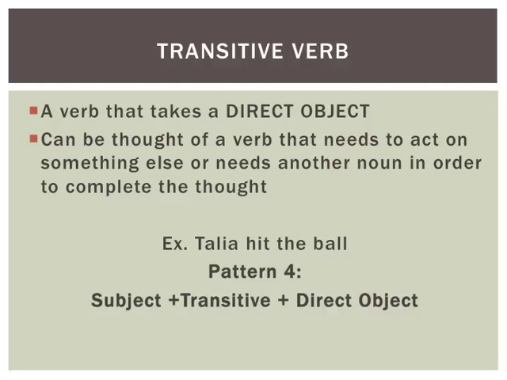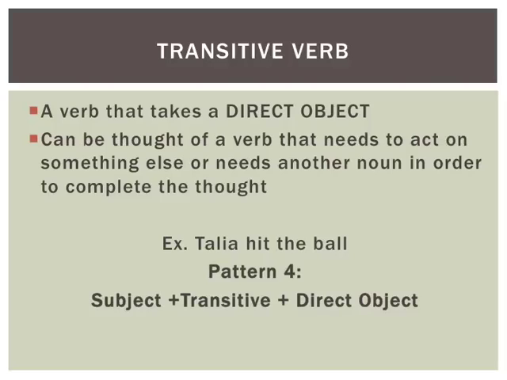So what better place to start than with what is a transitive verb? We had briefly talked about this last time, but just to recap, we can think about a transitive verb as a verb that needs to act on something else, on another noun, in order to complete the thought. In which case, we come to our first sentence pattern.